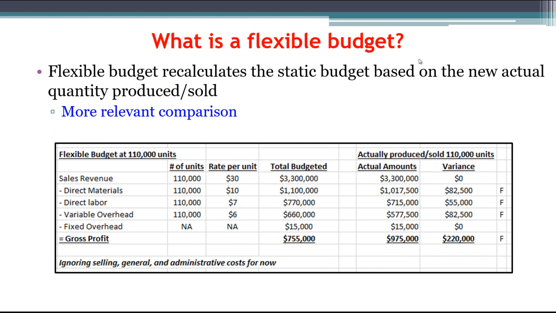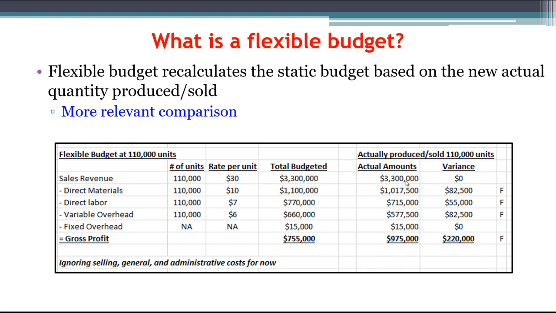So the answer to this is simply a flexible budget. Now, even though you think of this as a separate concept or calculation, in reality, it's the same idea as the static budget, only now we're redoing it based on 110,000 units. So now instead of taking 100,000 times 30, we take 110,000 units times 30. We get a new budgeted number.